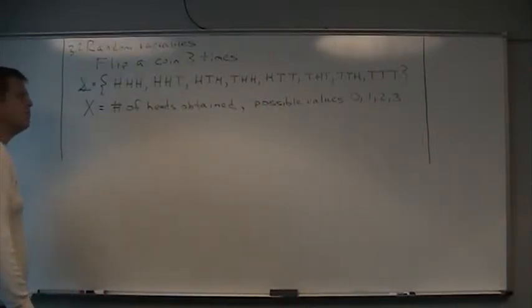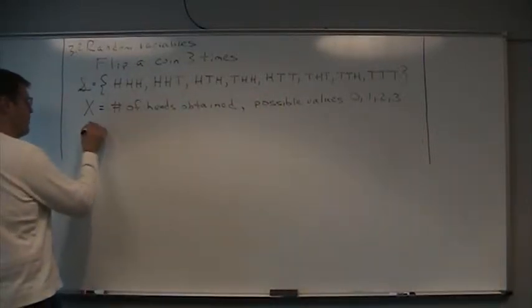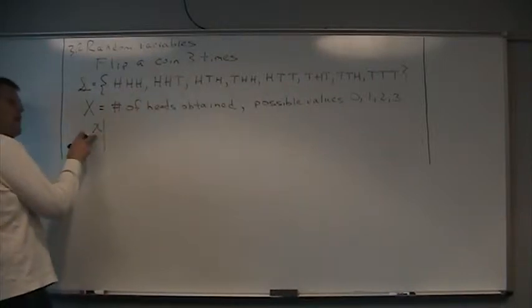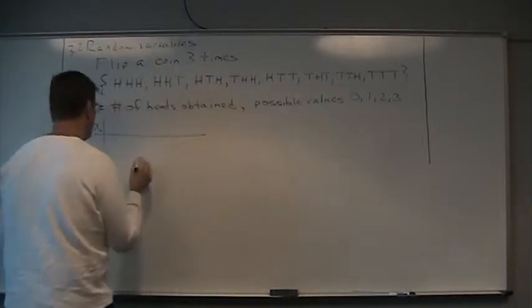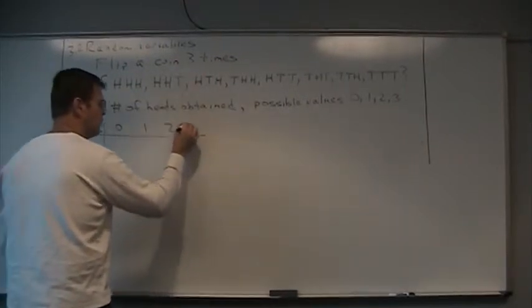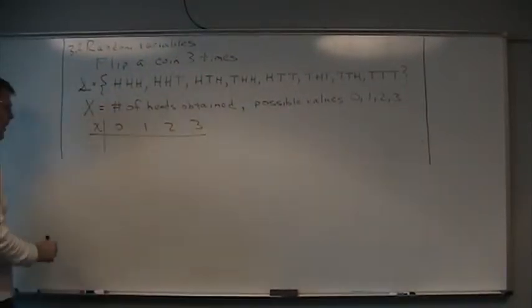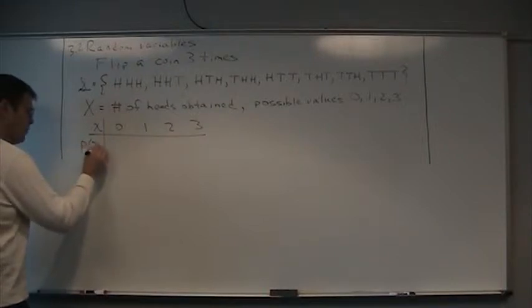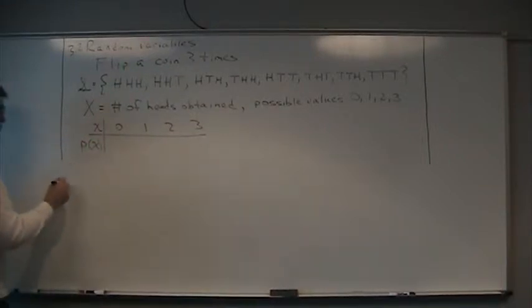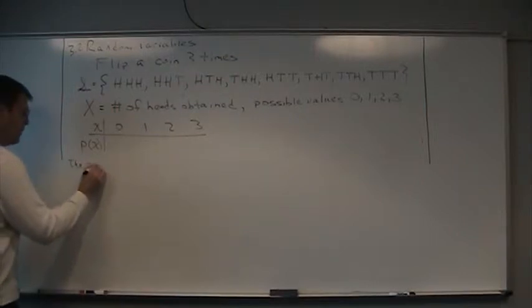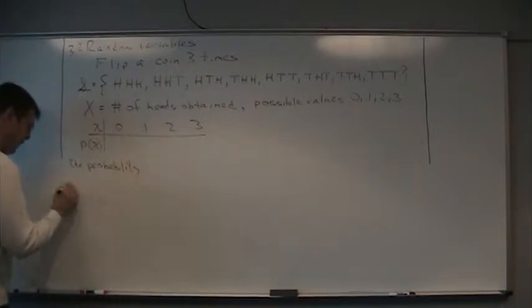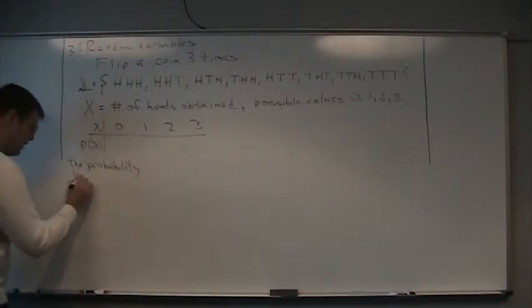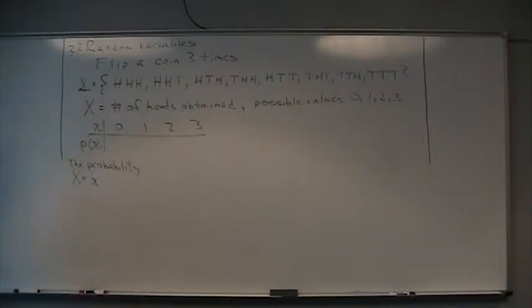So we're going to summarize all of this in a little table here. You'll notice I have a lowercase x here. The lowercase corresponds to the values. The uppercase corresponds to the variable itself. Possibilities are 0, 1, 2, and 3. The next notation, lowercase p of x, stands for the probability that the random variable X, capital X, is equal to a specific value, little x.